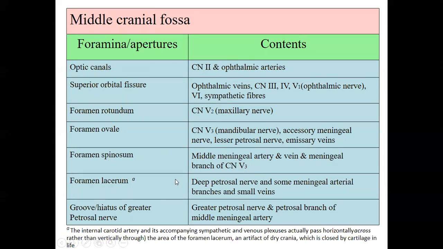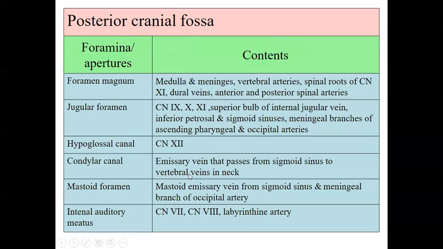In foramen lacerum, the structures passing through this opening are the deep petrosal nerve, some meningeal arterial branches and a small vein. Okay. And the groove or hiatus of the greater petrosal nerve: usually the structures passing through this groove are the greater petrosal nerve and the petrosal branch of the middle meningeal artery.